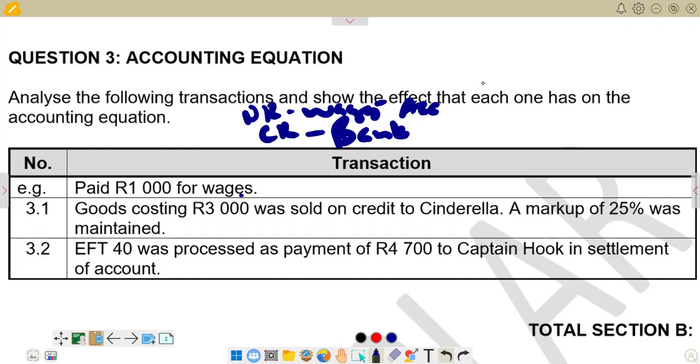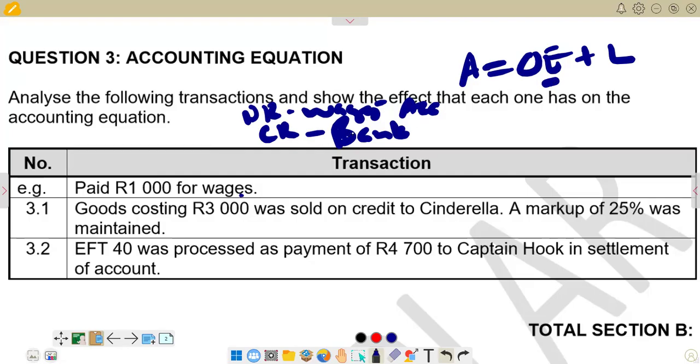What is it affecting on the accounting equation? Remember, the accounting equation says assets equals owner's equity plus liabilities. So you see that wages is an expense, so we adjust it in the income statement, whereby it's going to reduce the figure for profit that we have. Net profit is also used to calculate owner's equity. So whenever net profit is reduced, owner's equity is also going to be reduced. So we're going to have a negative on our owner's equity.